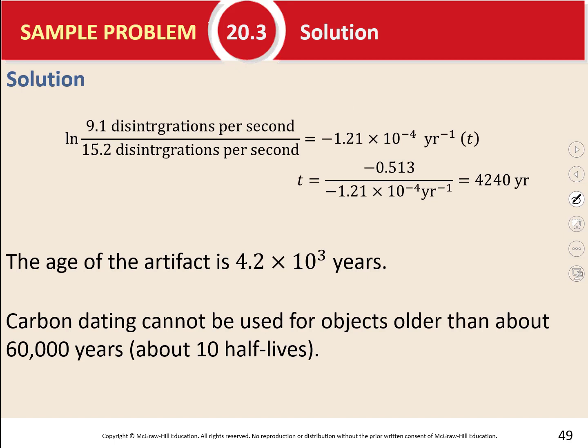Carbon dating cannot be used for objects that are older than about 10 half-lives, because at that point there's so little carbon-14 that it is not really measurable. So carbon-14 dating is useful for things that are between about 1,000 years old and about 60,000 years old. If you're fresher than that, you probably haven't disintegrated enough to make a noticeable change. If you're older than 60,000, you probably have so little carbon-14 left that it's not a measurable amount.